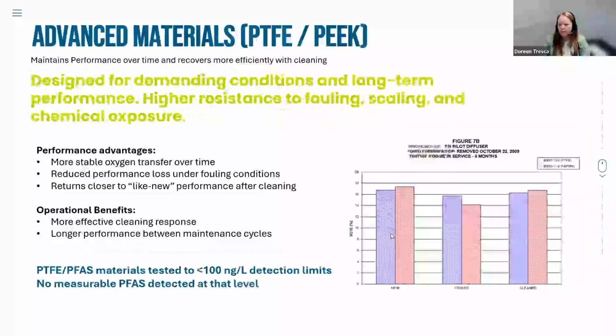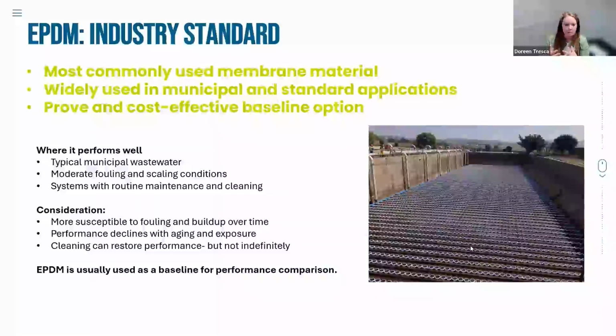Over time, though, EPDM is a little more susceptible to fouling and scaling. We're going to go more into the advanced membrane materials on the next slide, but EPDM membranes are going to foul and scale a little quicker than some of those advanced materials. Cleaning can help restore some of the performance, particularly when fouling is the primary issue, but it doesn't reverse long-term aging or material degradation. Because of that, EPDM is often used as a baseline for evaluation against other membranes and how their performance changes over time. That baseline becomes important when we compare some of the more advanced membrane materials.